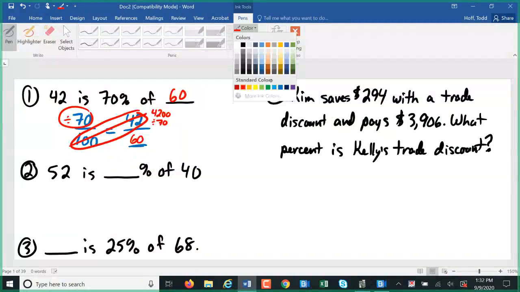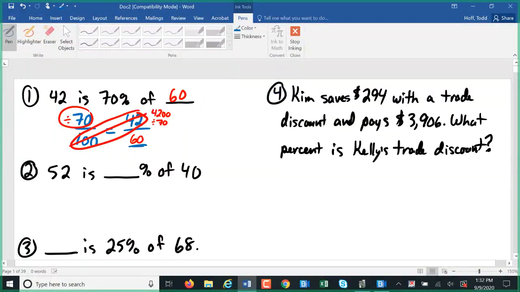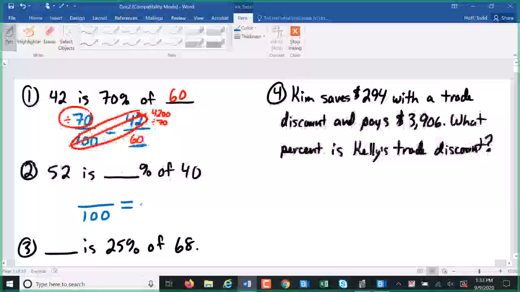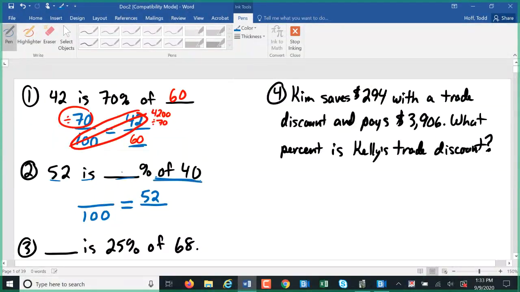Number two, 52 is blank percent of 40. Well, we don't have the percent there, but we're still going to start with it. We just do blank over 100. Whatever that percent is, it's going to be out of 100. Equals, on the other side, 52 is blank percent. That implies that 52 goes with our missing number. Out of 40 implies the 40 goes on bottom.